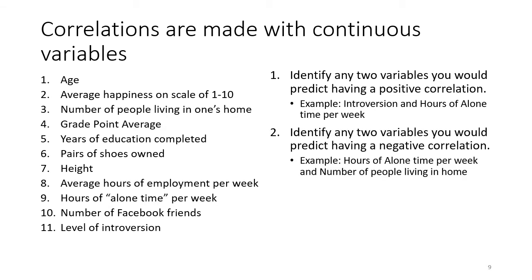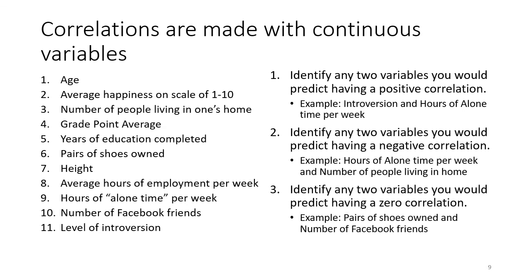So next, I ask you to identify any two variables you would predict as having a negative correlation, meaning that as one increases, the other one is likely to decrease. My example is hours of alone time per week and number of people living in the home. I think that as the number of people living in your home increases, your hours of alone time is likely to decrease. Can you see any others that might be like that? As one increases, the other might decrease.